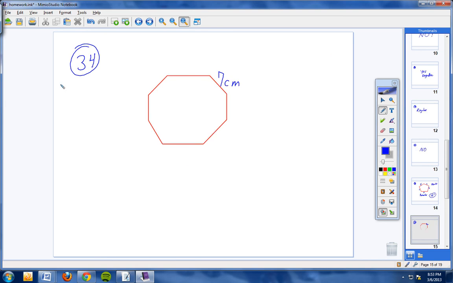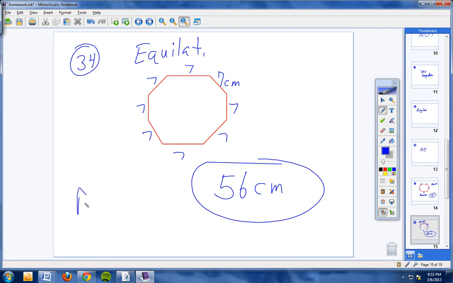Okay, let's take a look at number 34. They tell us in the directions that number 34 is equilateral. So if we know for sure that it's an equilateral polygon, then we know all the sides are the same. And we have how many sides? 8 sides? There's a 7. Put a 7 here. It's 3, 4, 5, 6. Yep, 8 sides. So 8 sevens all the way around. The answer would be 56 centimeters. Oh, I forgot to tell you what we're doing. That's always good, isn't it? We're trying to find the perimeter of this equilateral polygon.